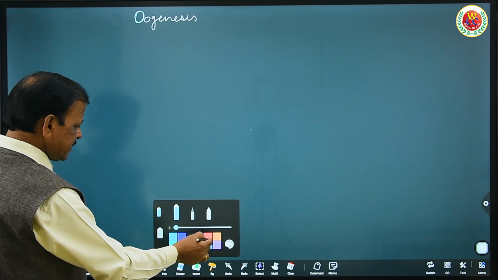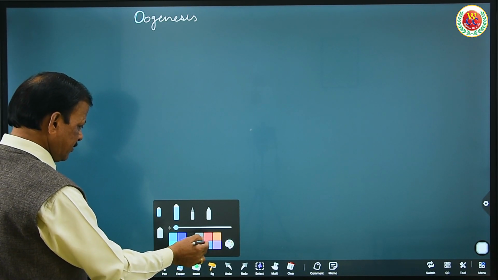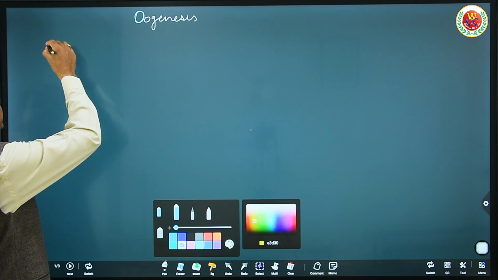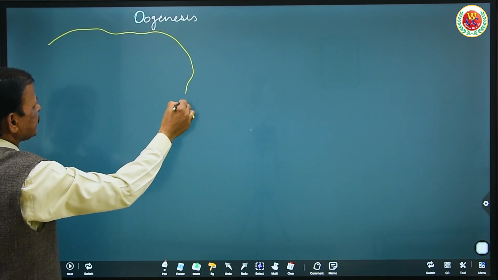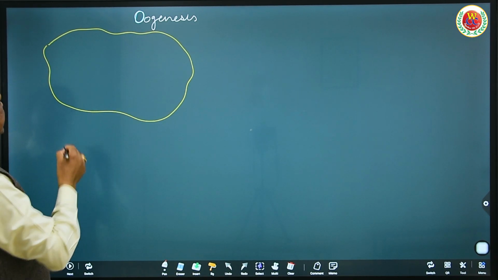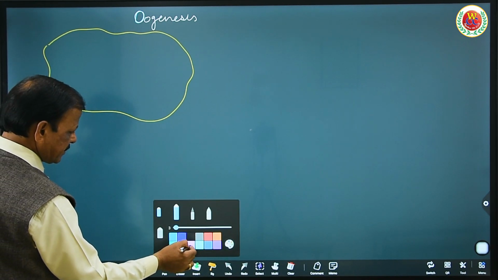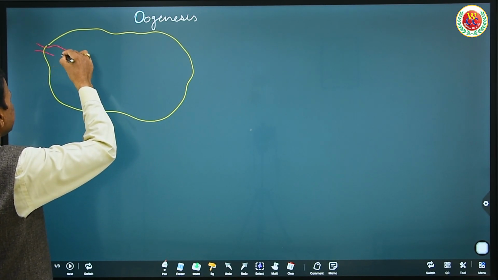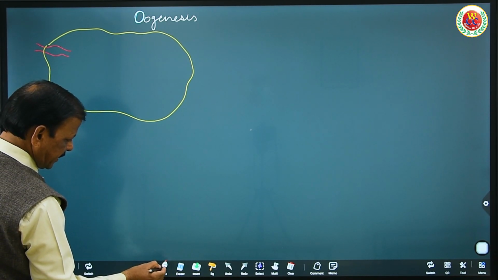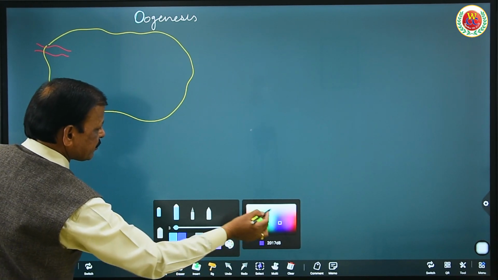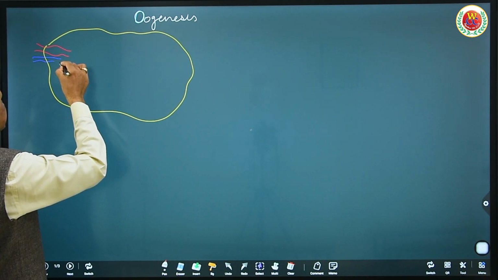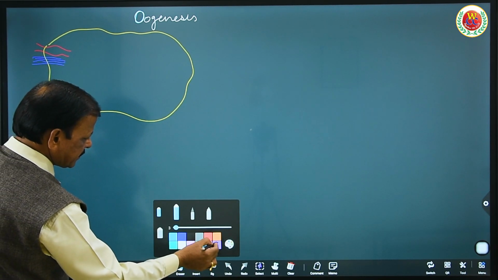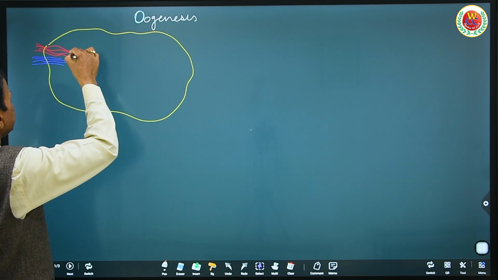Now to understand oogenesis in detail, we have to have knowledge of this diagram. This is a section of the ovary. It is supplied with blood vessels, arteries and veins, so as to have complete circulation of blood to the ovary, and these ovaries are attached to the abdomen through the ligament.